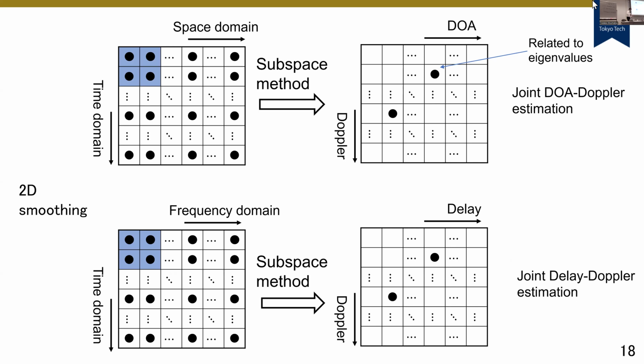So similarly, we can combine the frequency domain and the time domain together and conduct 2D smoothing to solve the coherency under the empirical non-stationary environment. And then we can conduct a subspace method to extract the eigenvalues related to the delay and the Doppler to jointly estimate the delay and the Doppler. So this is the strategy of how 2D smoothing can be applied to the OTFS channel.